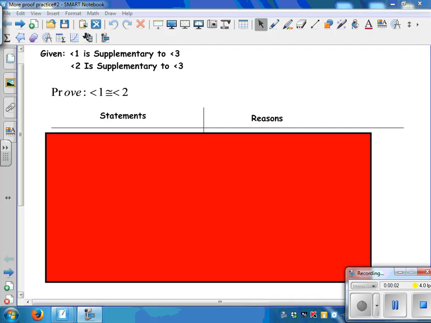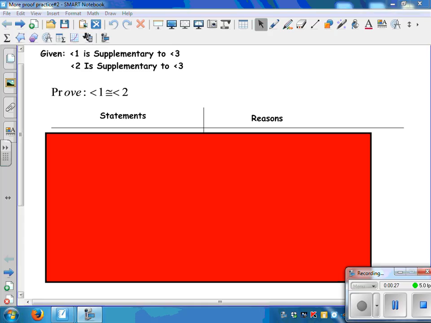All right, ladies and gentlemen, yesterday we talked about two theorems. We talked about congruent complements theorem and congruent supplements theorem. What I'd like you to do right now is here is a proof that I want you to do with your partners. You're given that angle 1 is supplementary to angle 3, and angle 2 is supplementary to angle 3 as well. I want you to prove that angle 1 is congruent to angle 2.